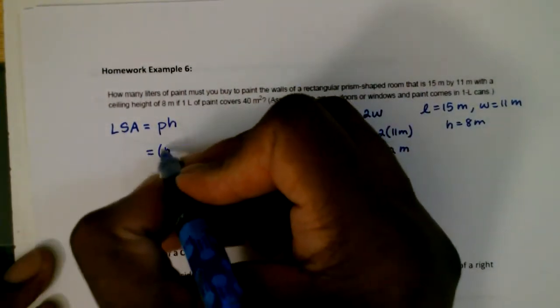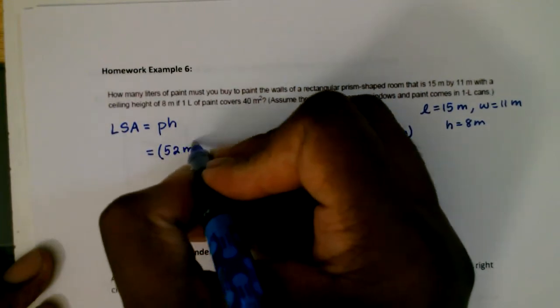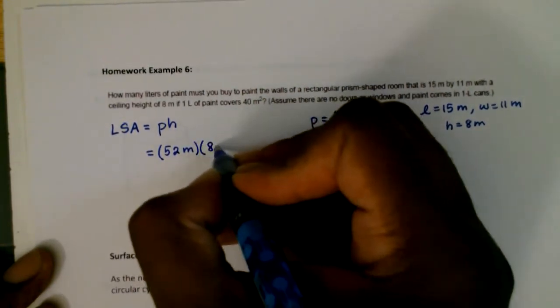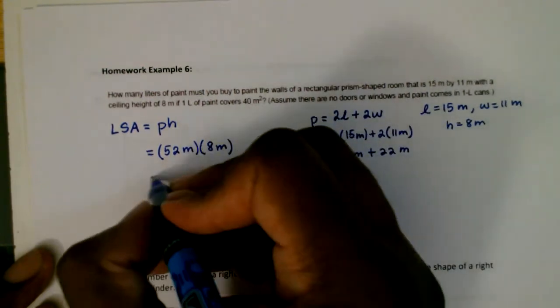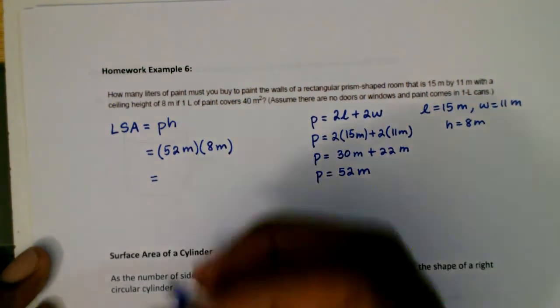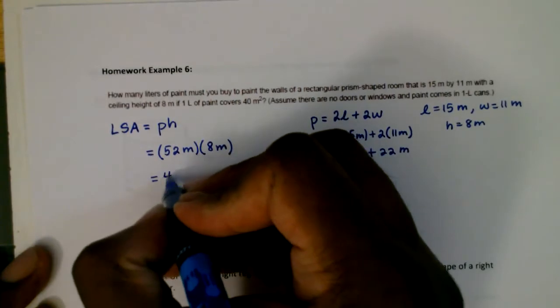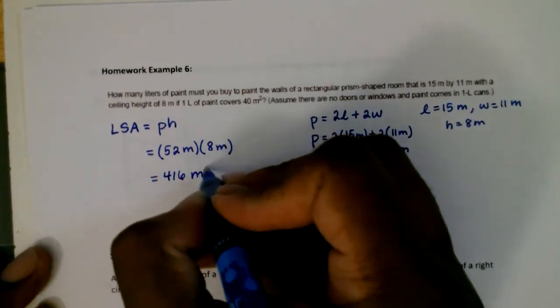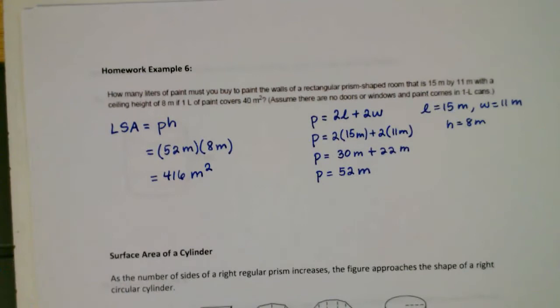So to find that lateral surface area, we multiply 52 meters by the height, which is 8 meters. Okay. So 52 times 8 would be 416. And this will be in square meters. So the lateral surface area would just be 416 square meters.